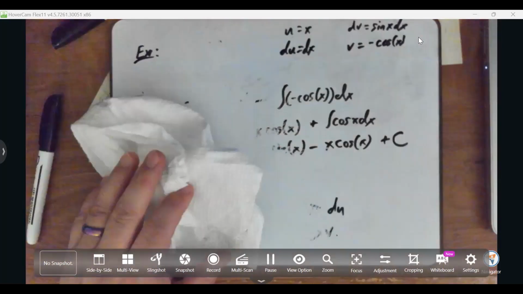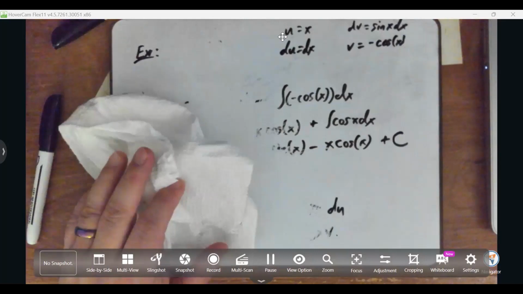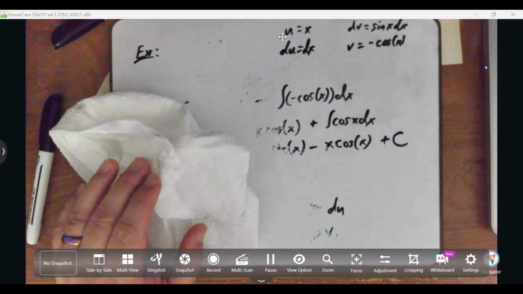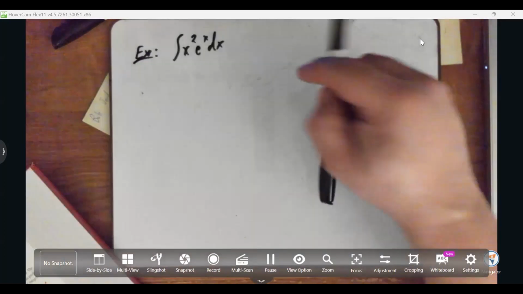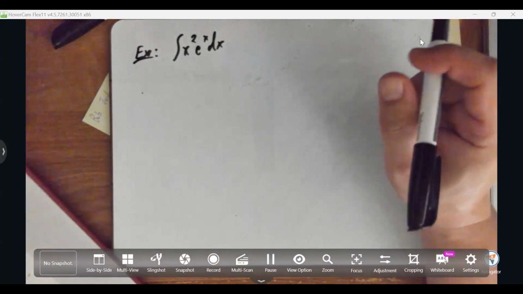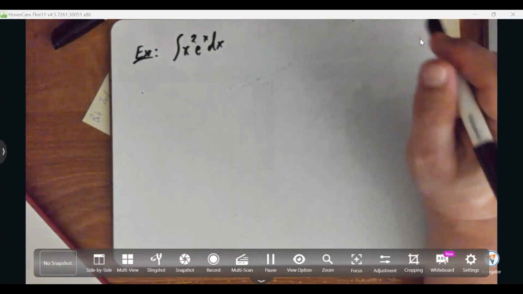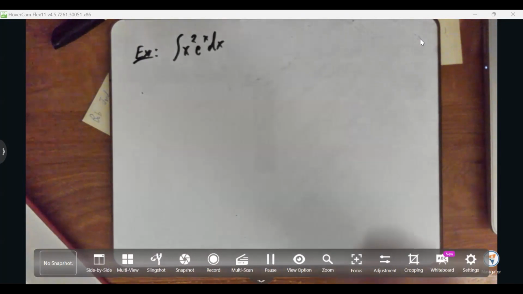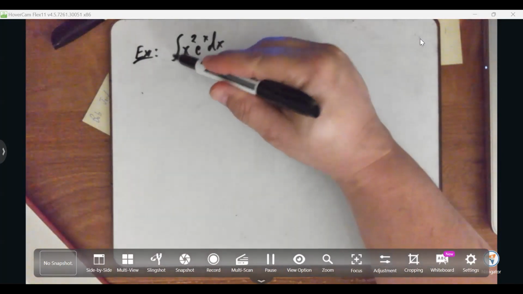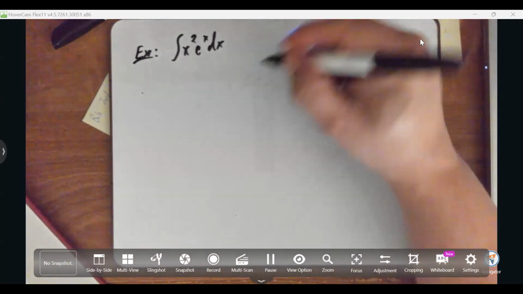All right. Now let's do a more complicated one just to see what we might run into. Sometimes integration by parts is the right strategy, but it doesn't work right away. We have to do it a couple times. So let's look at, for example, the integral of x squared e to the x dx.